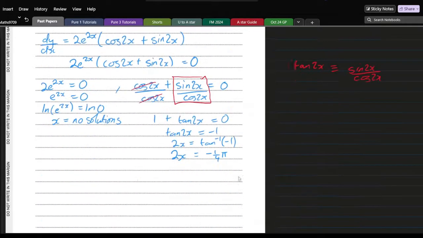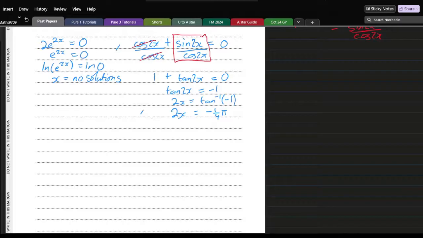Alright, we can say that this here is our principal value, and this allows us to use the formula that PV plus pi n should give us our results that fit within the interval. So let's try n is equal to 1. At n is equal to 1, we can say PV plus pi times 1. Remember, our principal value is negative a quarter pi. So that's PV plus pi times 1, and that gives us 3/4 pi.